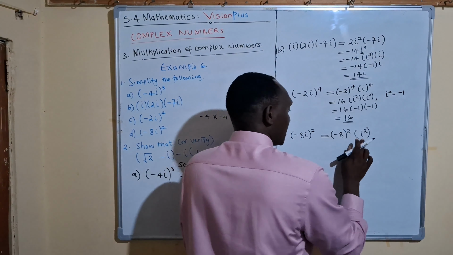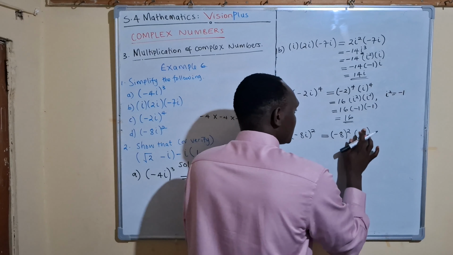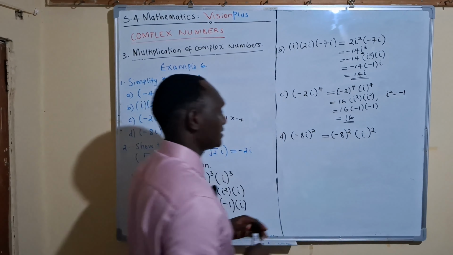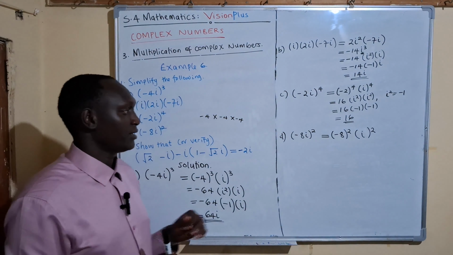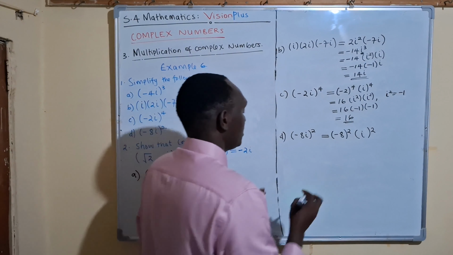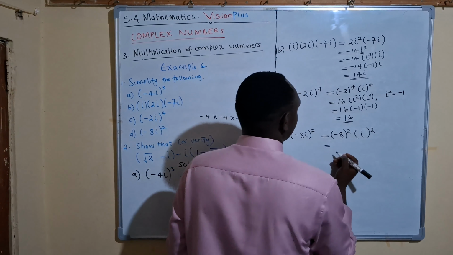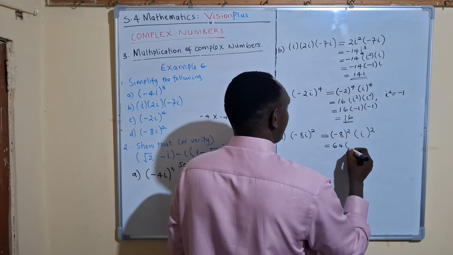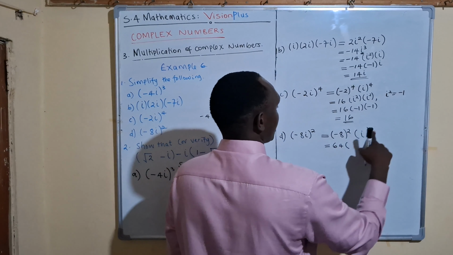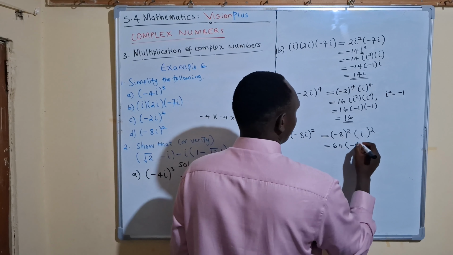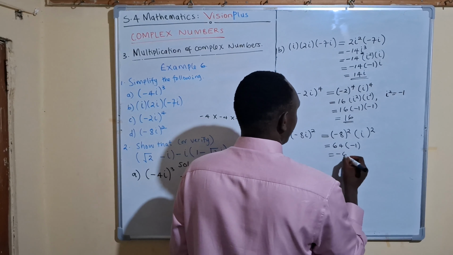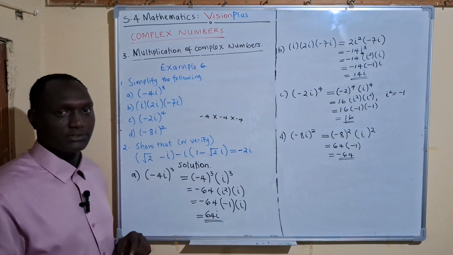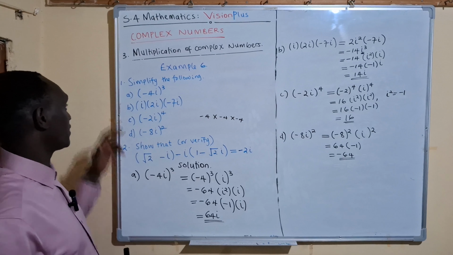So if you had put the negative on i, it would be better for you to put the square outside, because that square will affect that sign. So this is also okay. What is negative 8 squared? That is negative 8 times negative 8, which is positive 64. What is i squared? i squared is simply negative 1. 64 times negative 1 is negative 64. And that is the solution for example 1.